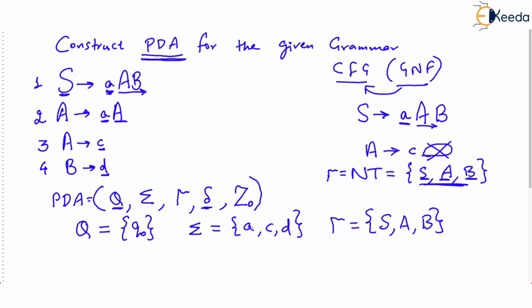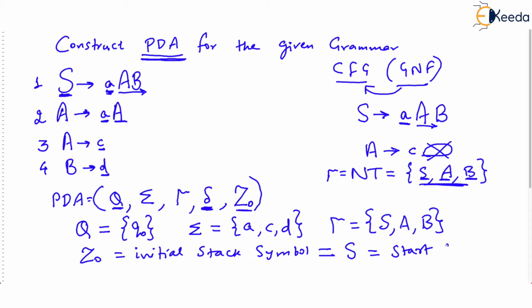Okay, what about Z0? I'll come to delta, don't worry. Okay, what about Z0? Initial stack symbol. Remember, Z0 is the initial stack symbol. Now, in this example, the initial stack symbol will be S. Why? Because S is the start symbol. So the initial stack symbol here is always the start symbol of the given grammar.